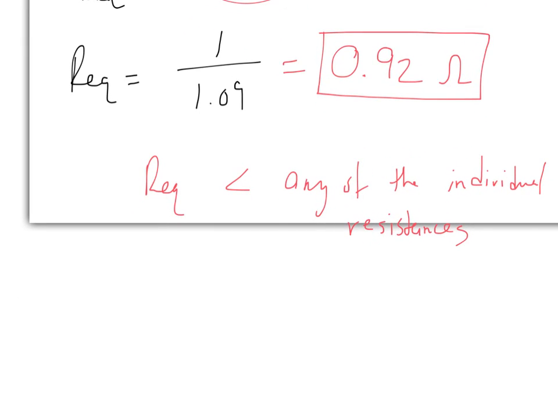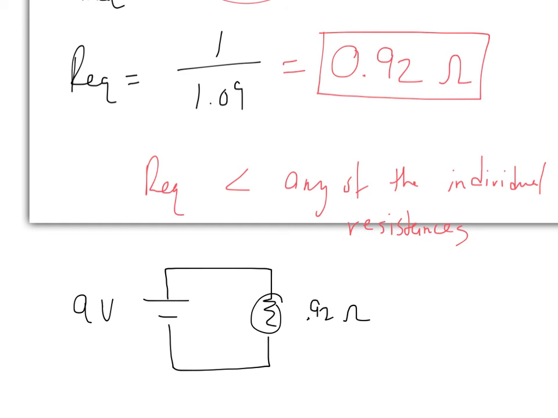Now, that's the overall resistance. So please do me a favor, draw yourself a new simplified circuit. This is the equivalent circuit to what we started with. We took 4 parallel bulbs and rearranged them into one equivalent bulb with a resistance of 0.92 ohms.